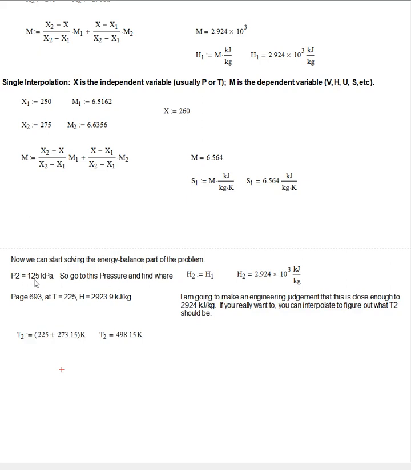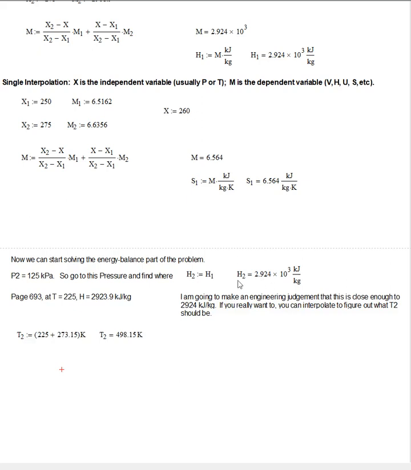And so what I have to do then is go to my steam tables and say, okay, at 125 kilopascals, where is the enthalpy equal to 2924 kilojoules per kilogram? So this is just straight hunt and find. You look at the column of 125 kilopascals, and you look to see where you get 2924.